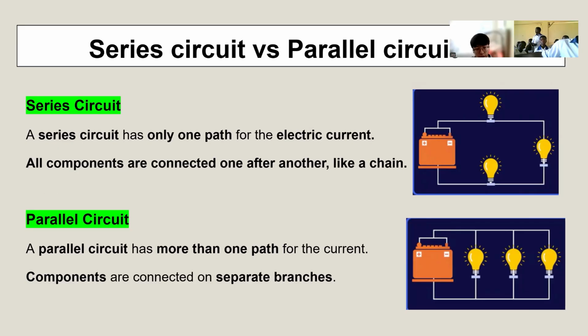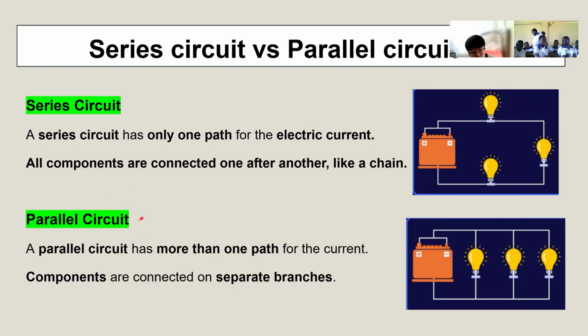So we have the series circuit and the parallel circuit. These are 2 different circuits. So a series circuit has only one path for the electric current. So it all flows through this one path of a circuit. All components are connected one after another like a chain. So it's not split anywhere. It is just one path.